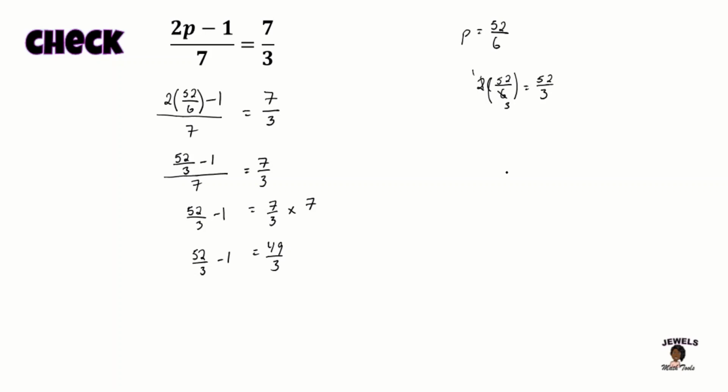And now I'm going to find my LCD for my fractions, and we know that with my LCD, I'm going to be multiplying my 1 times 3 to get a denominator of 3. So I'm going to have 52/3 minus 3/3, which is equal to 49/3. And 52 minus 3 is equal to 49/3. So as you can see, my left hand side is equal to my right hand side, which means that my answer 52/6 is indeed the correct answer.